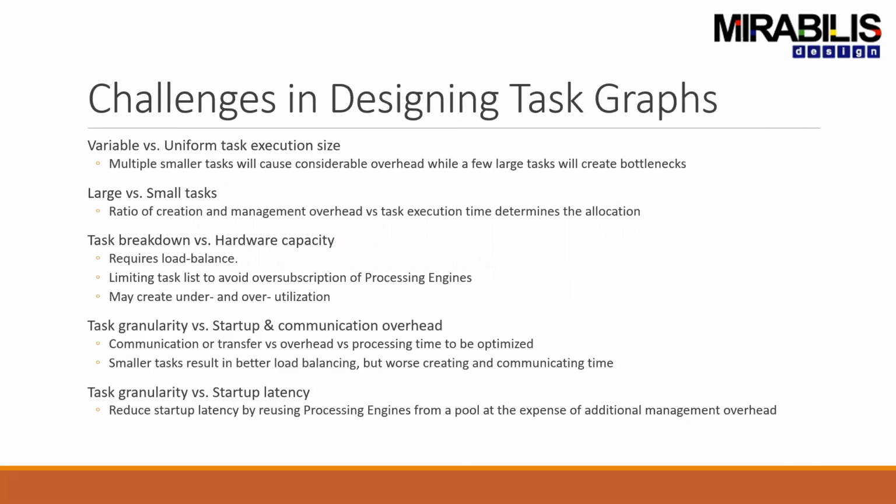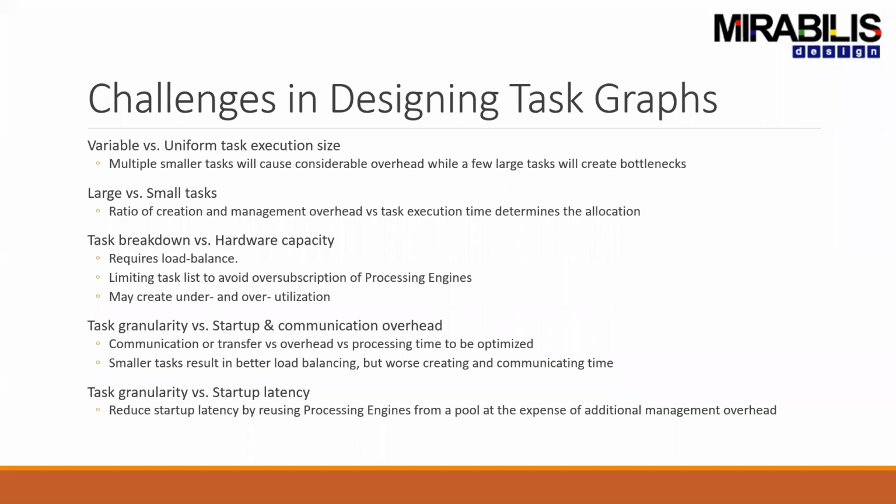Now, the big challenges in designing a task graph are, first and foremost, that execution tasks are never the same. There can be multiple small tasks and a small number of large tasks, or the other way around. When you have a lot of smaller tasks, they create significant overhead, while if you have a few large tasks, they can block out a number of the smaller tasks. Between the large and small tasks, the difference is really the creation and management overhead versus the actual execution time.